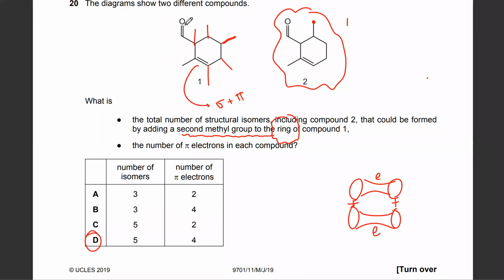It's electrons in each compound. Yeah, I didn't get your question, you just lagged a bit. Can you repeat? You see how there are 2 bullet points. The second one says the number of pi electrons in each compound. So shouldn't each be 2?